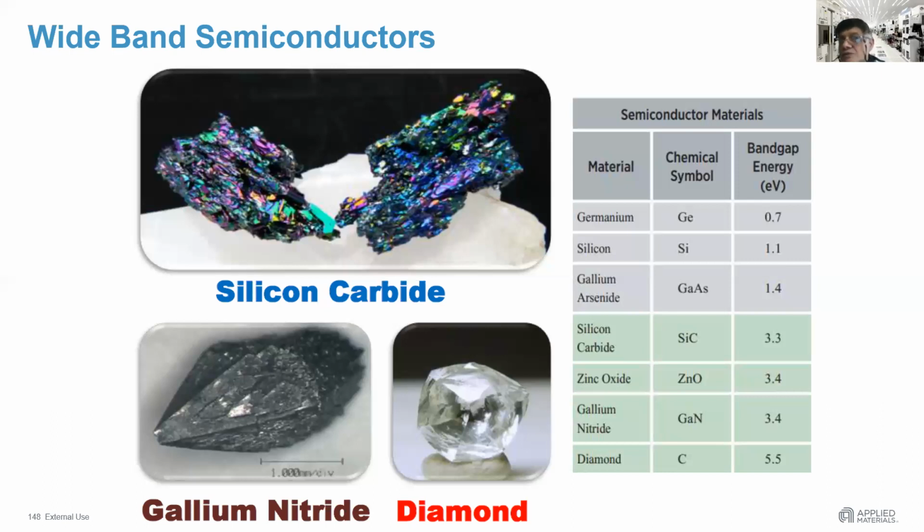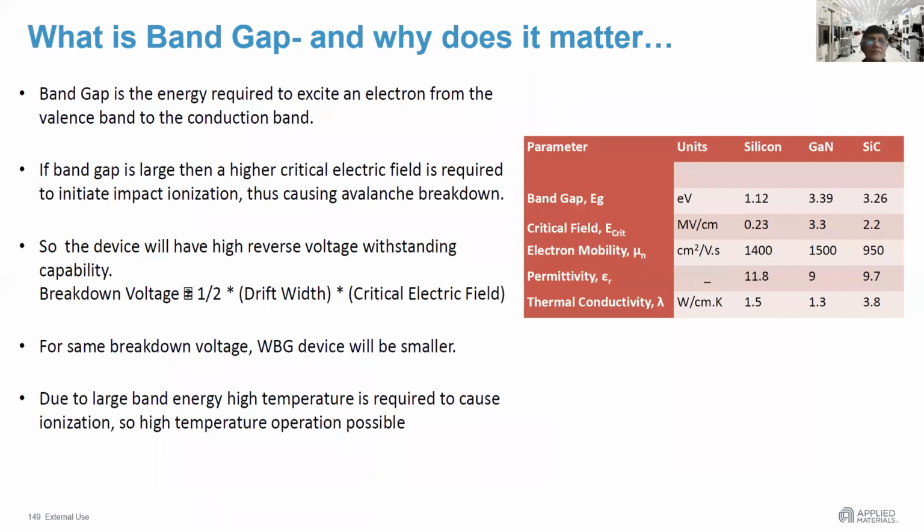So that is the positioning that you can roughly look at for wideband semiconductors. I have already got this here. So you can see band gap is the energy required to excite an electron from the valence band to the conduction band. And if the band gap is larger, it will take a higher field to break down. So for the same breakdown voltage, a wide band gap device will be smaller. And if it is smaller, it has a certain implication.